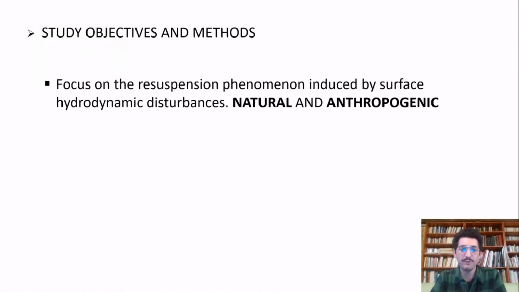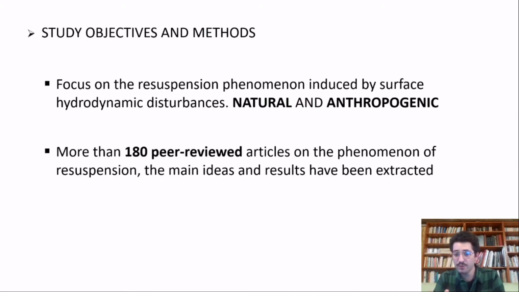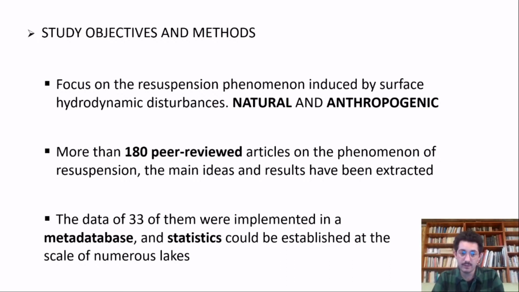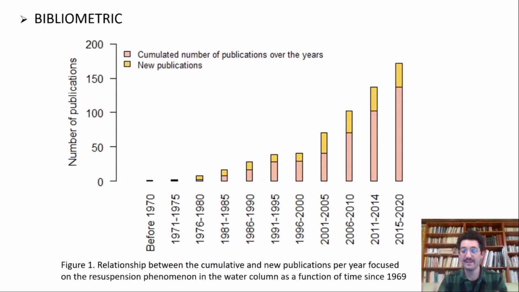This literature review focused on the resuspension phenomenon induced by surface hydrodynamic disturbance, both from natural origin, mainly wind, and from anthropogenic origin, mainly boats. We peer-reviewed more than 180 articles on the phenomenon of resuspension, from which we extracted the main ideas. From this article set, we extracted the data of 33 of them that we implemented in a metadatabase that allows us to make statistics at a worldwide scale. So, what are the results?